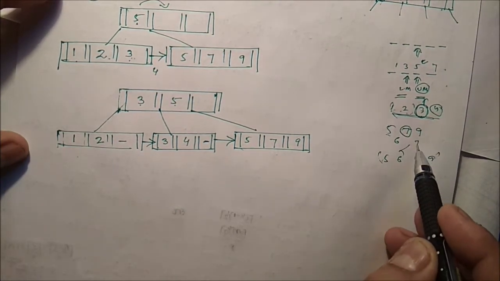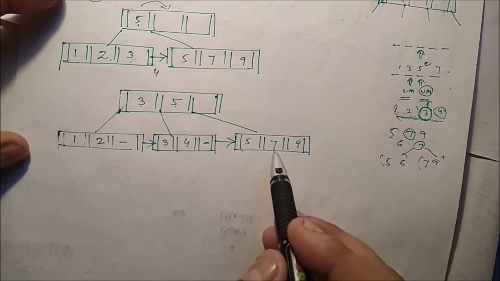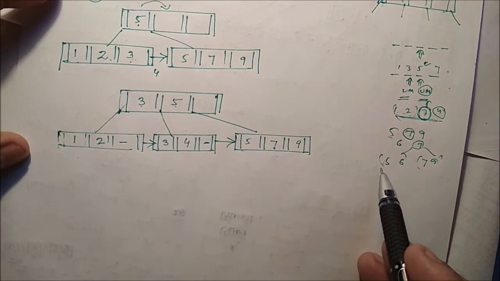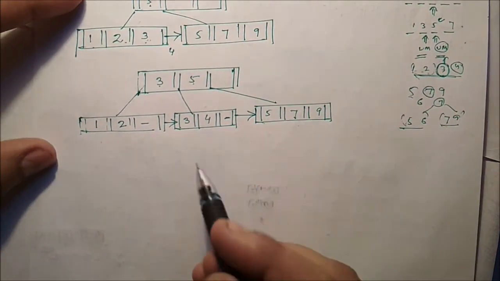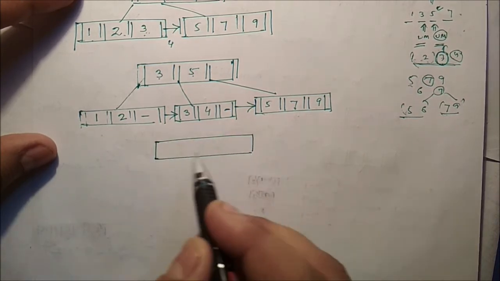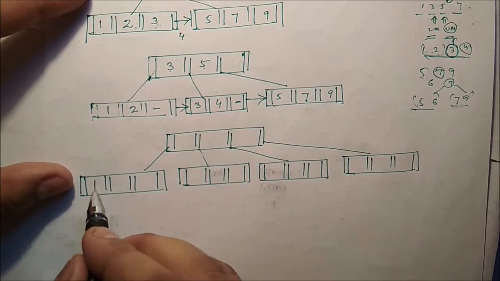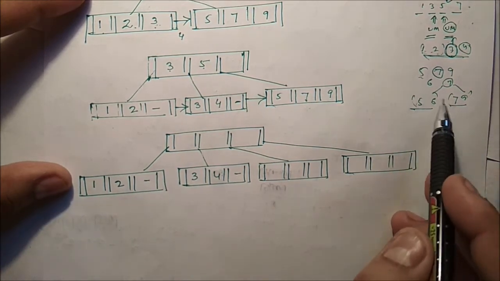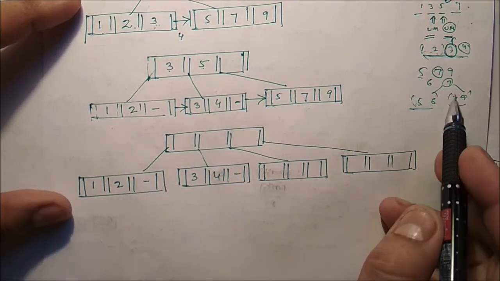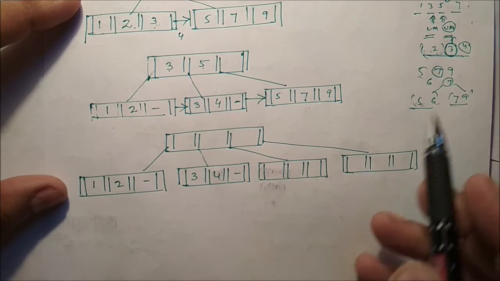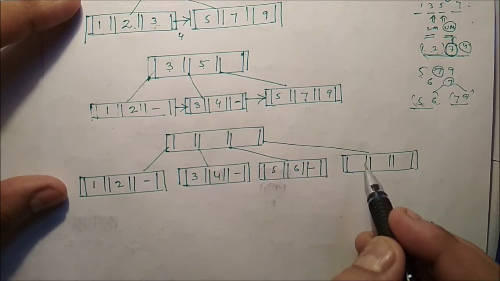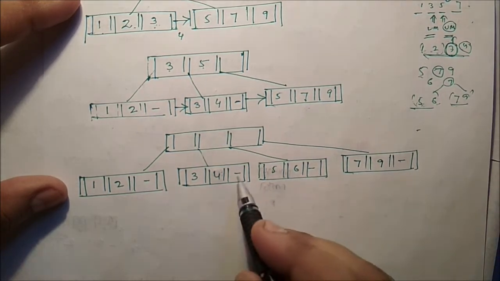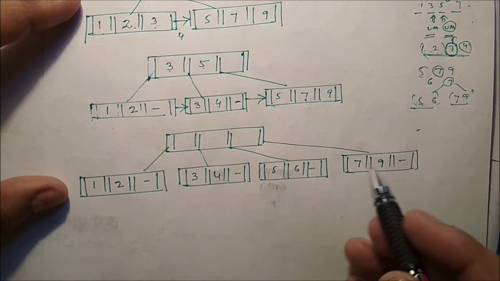And the root will be 7. So 7 must be present here. We have to shift 7 here, and break into 2 parts, 5, 6 and 7, 9. Here you can see it is 1, 2 dash, 3, 4 dash. Now 5, 6 and 7, 9. And all dash means null. These are null, nothing is there, or it is a blank space.